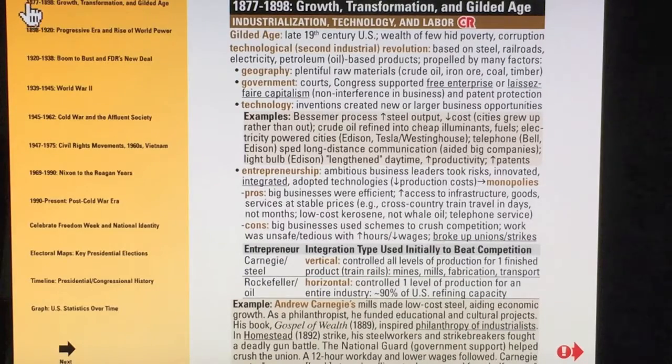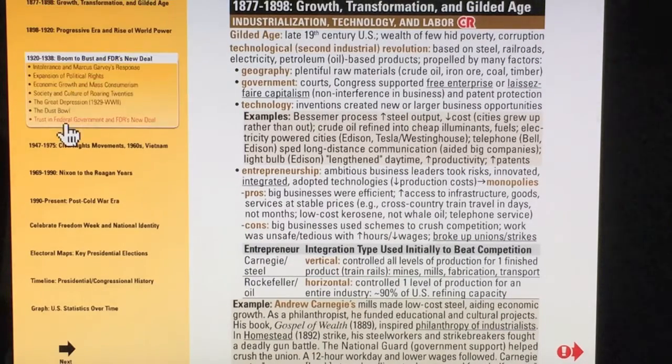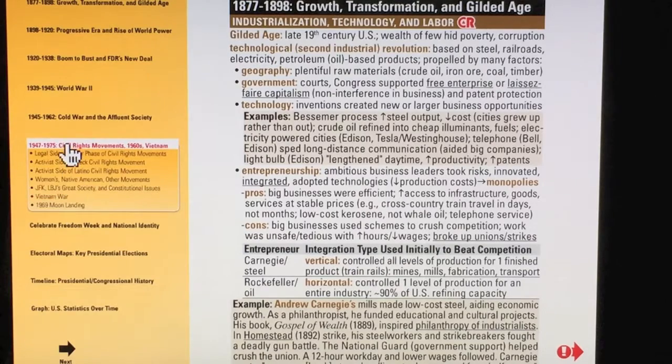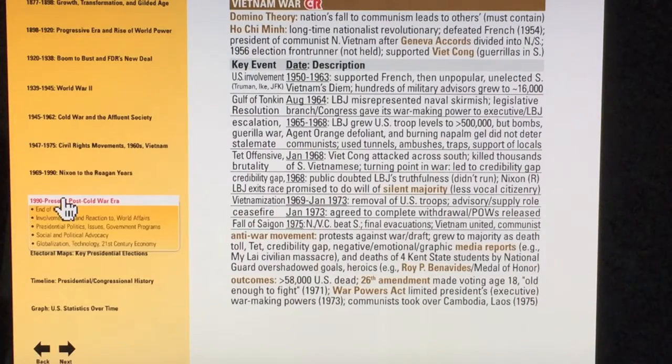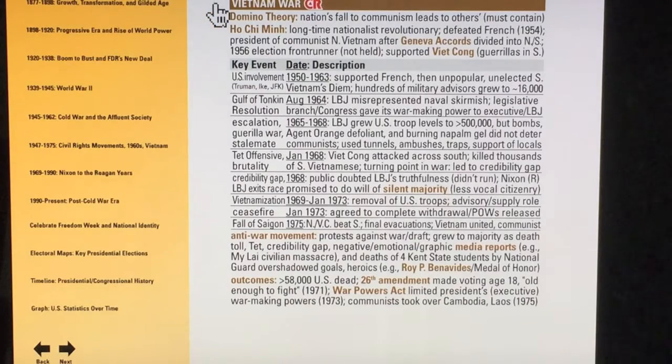On the left-hand side, you can see the different eras. So here's the Civil Rights Movements, 1960s in Vietnam. And when you scroll over a particular era, you'll see the different sections underneath each one. So if we want to go to the Vietnam War, we can click directly to that section, and then the section of content on the Vietnam War, the same section that's in the student course notes, comes up.